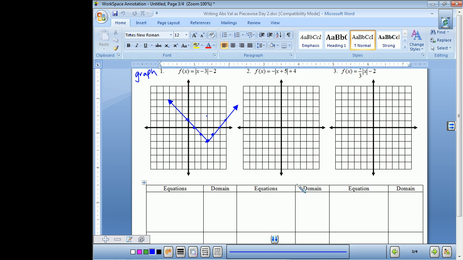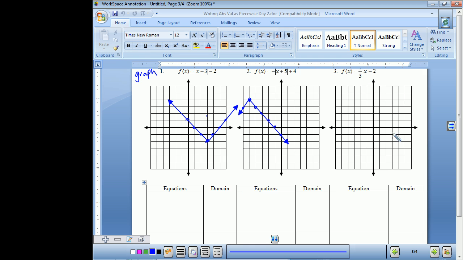Alright, let's take a look at the second one. This one has a vertex at negative 5, positive 4. And it's reflected, so it's opening down. And you're right, there's not much to the left side, but we can get a good portion of the right side on there. So we will graph this opening down. We're going down over here. We're going down over here.